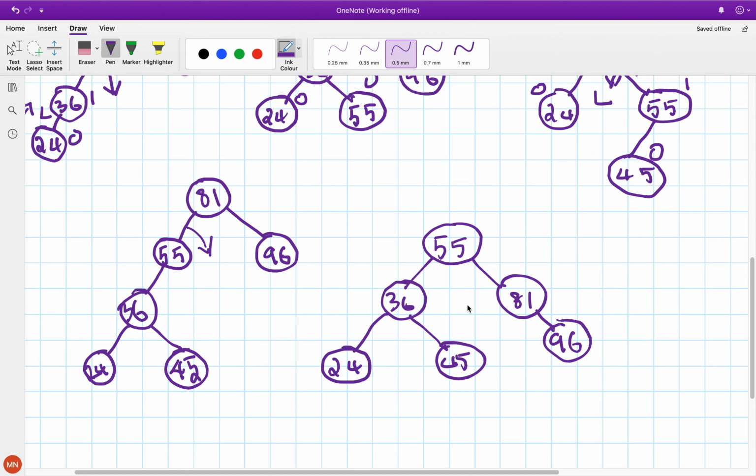Now if you recalculate the balance factor, all these nodes will have a balance factor that is allowed in an AVL tree. So this has a balance factor 0, here I have 0, here I have it as 0, this is 0, this is actually -1, and this is also 0. Okay, so this is an AVL tree again.